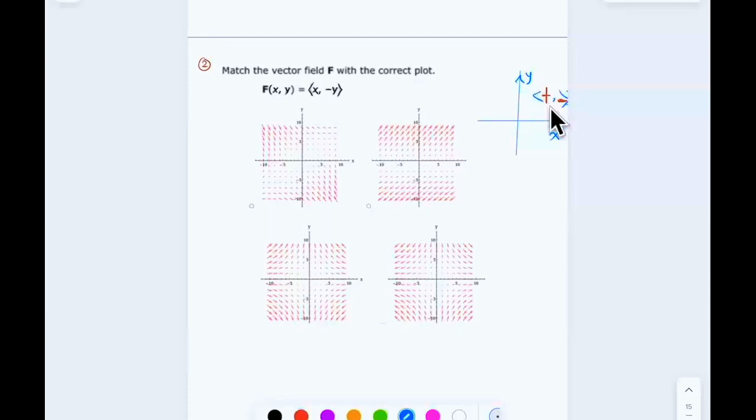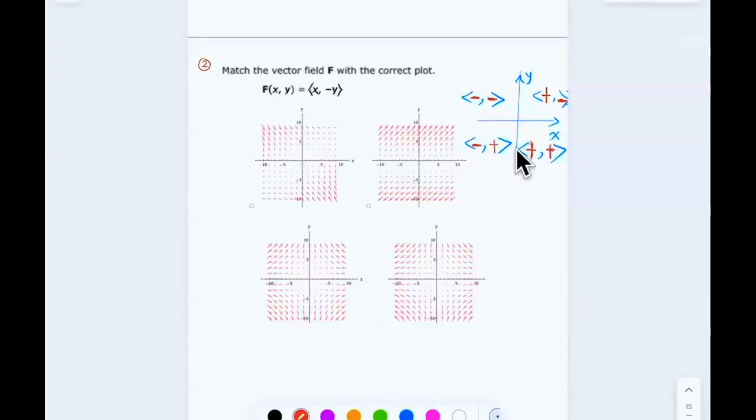Let's look at the second quadrant. What will be the sign for the first and second component of the vector? X is negative, and Y is positive, so the second component will be negative. Then for this one over here, X is negative, so negative, and the second component here will be positive. Now finally, this one is positive, and then positive.